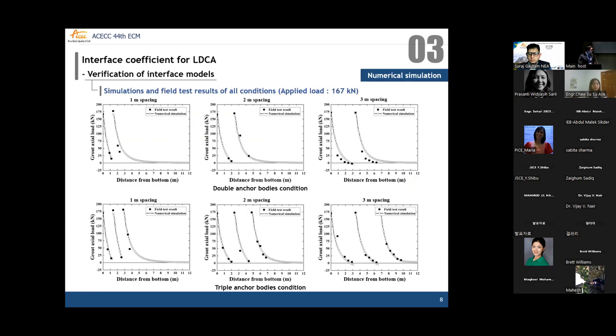This result shows the application of the interface coefficients to all field test results. The grout axial load measured by the field tests and the grout axial load distribution estimated by the numerical simulation have similar values for all field test conditions. This indicates that the proposed model can simulate the load transfer behavior of LDCA. The grout axial load has a peak value at the location of each anchor body and decreases toward the anchor head because of the grout-ground shear stress.